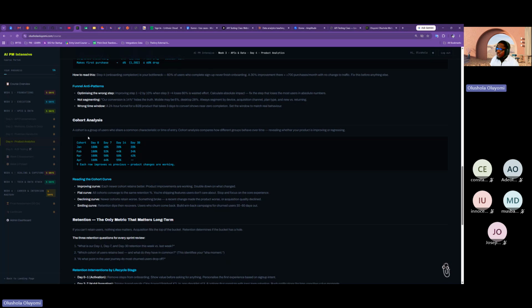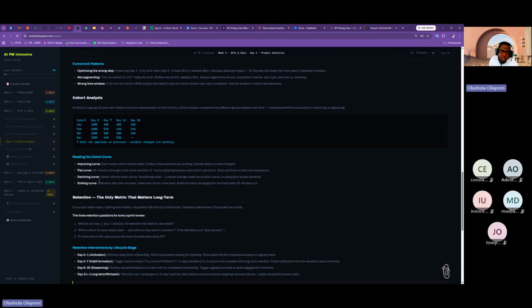So you group your users based on certain criteria. It could be where they came from, how they heard about you. It could be the months they registered. It could be the feature that brought them. It could be anything, right? But ideally, this is what that means. And when you read cohort, I'll show you an example of what cohort looks like.